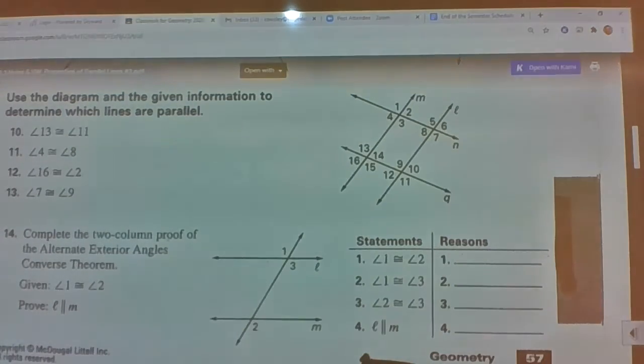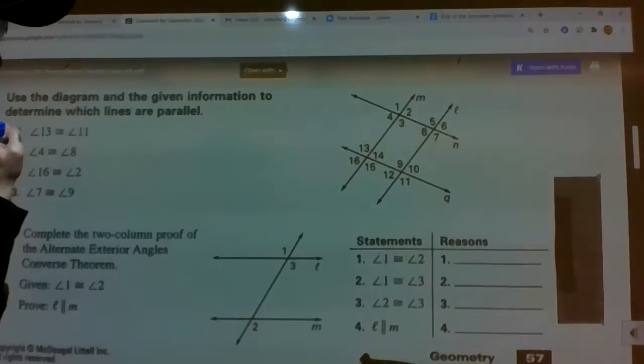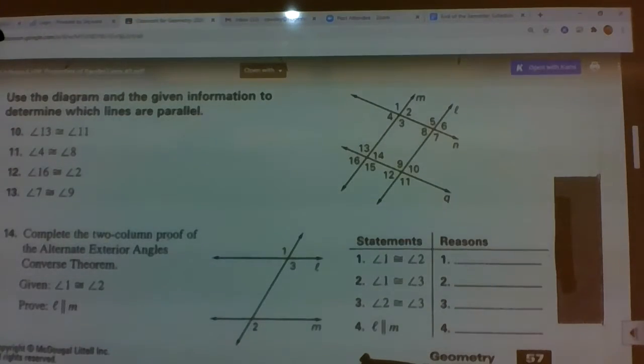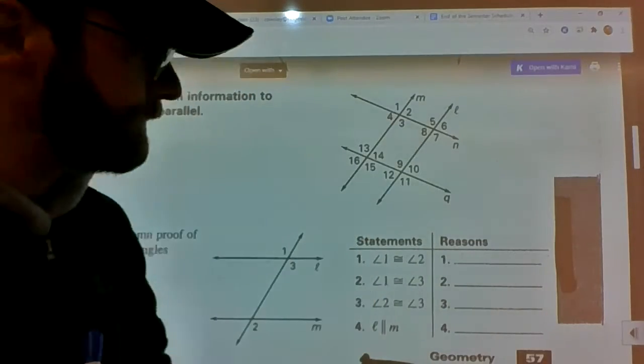All right, so we're given the diagram. Determine which lines are parallel if we know that angle 13 and 11 are congruent. This is going to be a little tricky. It might mess with your brain a little bit.